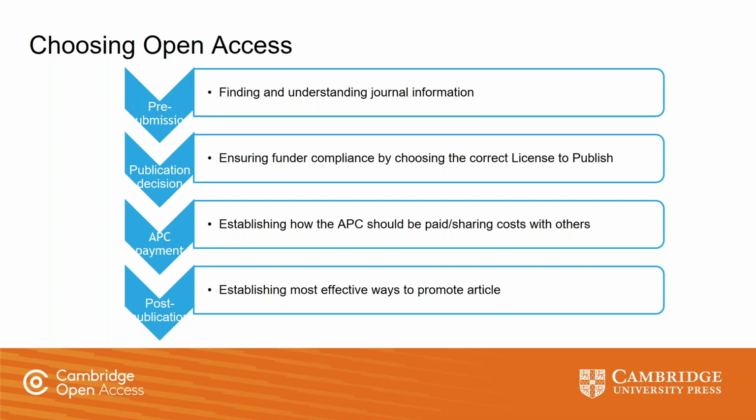Does it require that copyright be retained? Again, you need to check with your funder and check against the journal guidelines and what kind of license is being offered. Who pays your APC? Can you pay it directly from your grant funds, someone else, through an institution or consortium, or through an RMP deal? We'll come on to RMP deals later.